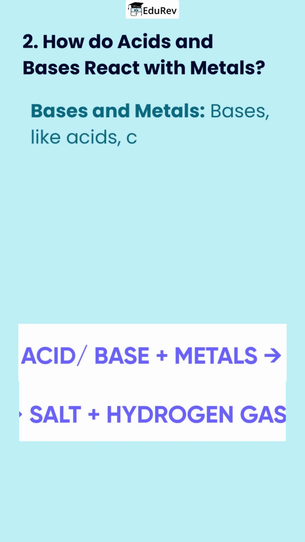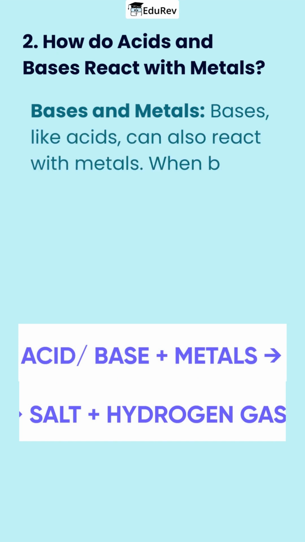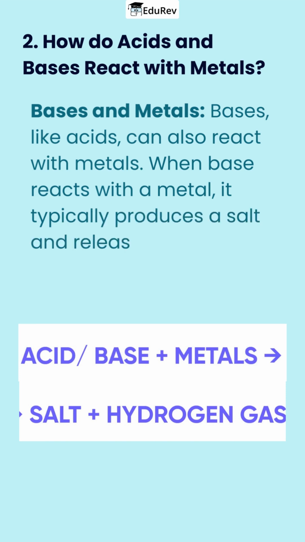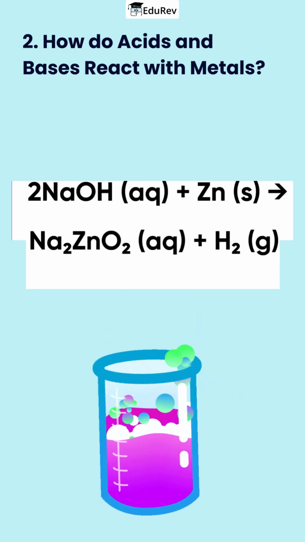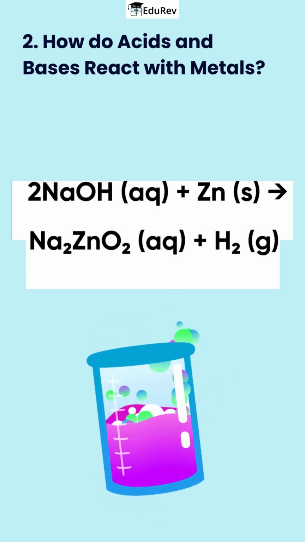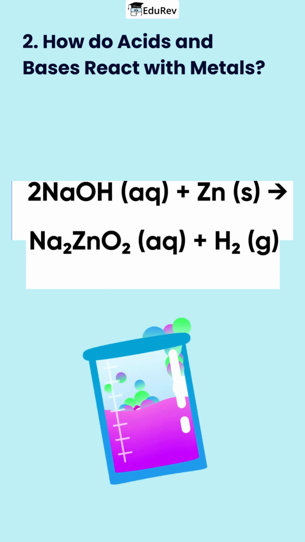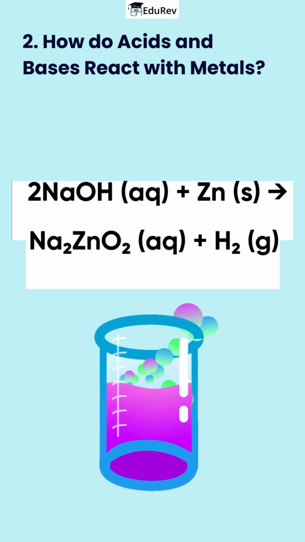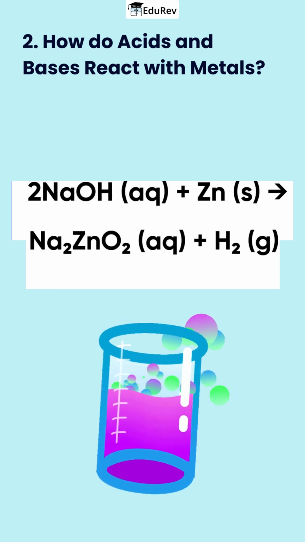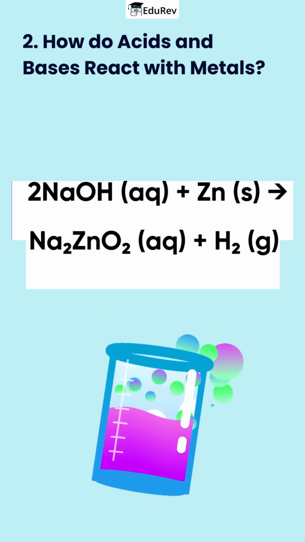Bases, like acids, can also react with metals. However, the reactions between bases and metals are generally less common and often require more concentrated or specialized conditions. One example of a base-metal reaction is the use of sodium hydroxide to produce hydrogen gas when reacted with zinc. In this reaction, zinc reacts with sodium hydroxide to form sodium zincate, which is a salt, and hydrogen gas.